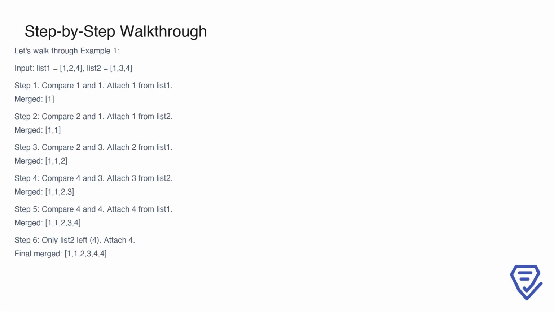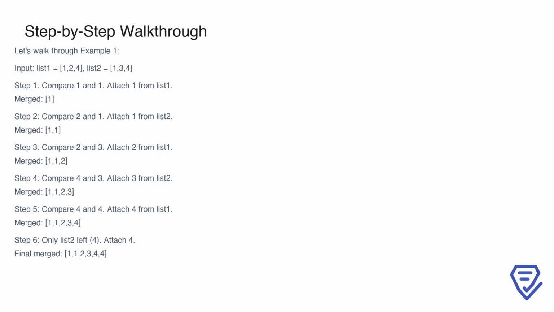Let's look at a step-by-step walkthrough of example 1 for LeetCode problem number 21. We begin with list 1 as 1, 2, 4, and list 2 as 1, 3, 4. Initially, we compare 1 from both lists and attach 1 from list 1 first. Next, we still have 1 in list 2 and 2 in list 1, so we attach 1 from list 2.